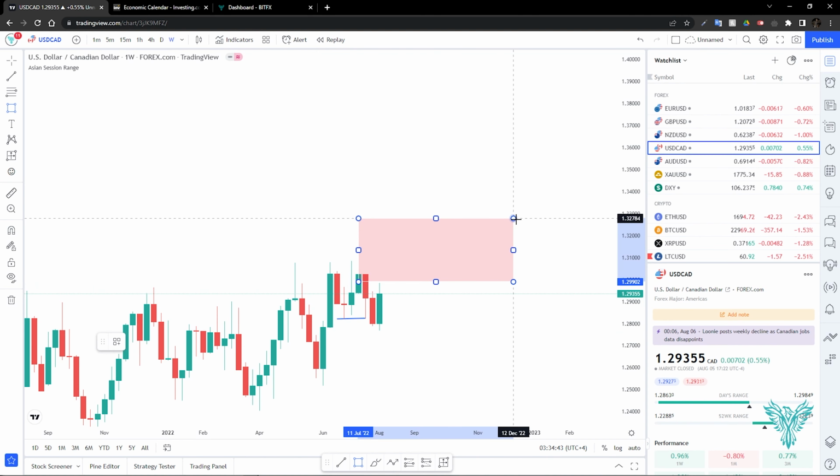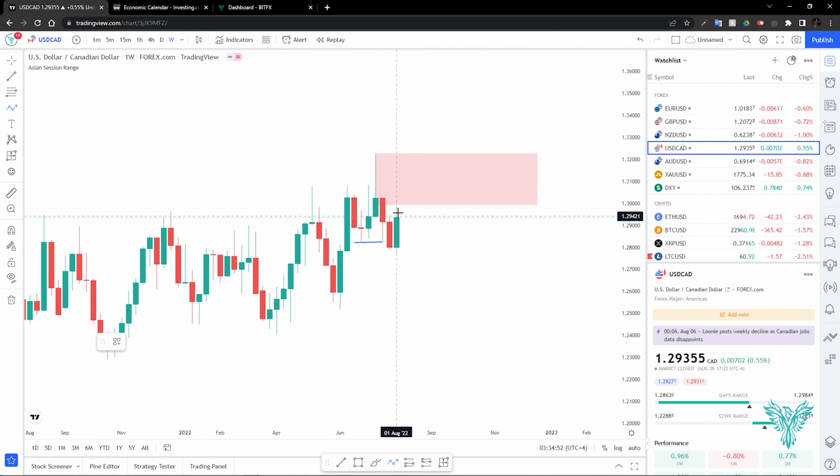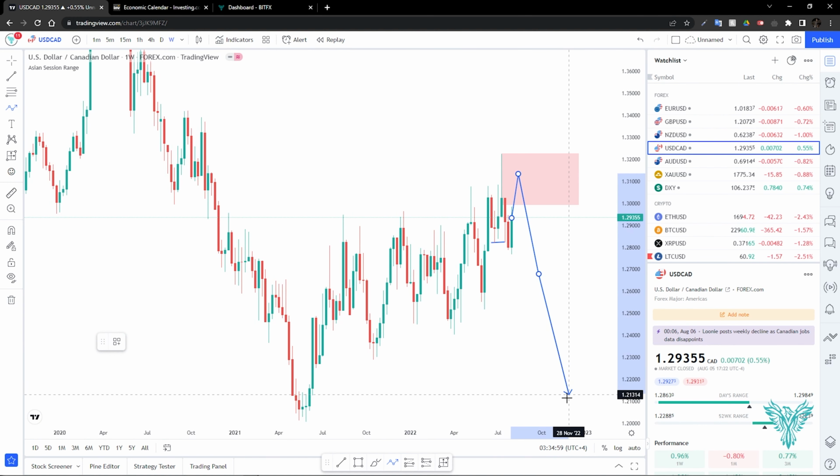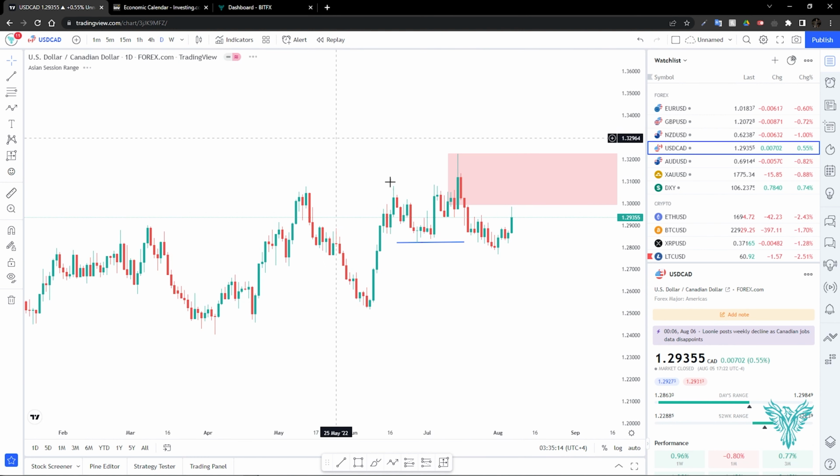So I'm going to use this as my area of supply, and in this zone we'll be looking for lower time frame confirmations. Potentially the market can react off this, and then this could be our target 1, and the next targets could be all the way down here. This is one possibility: if the market reacts off this, we could come and target this order block and maybe even take out all this liquidity. Okay, let's go into the daily time frame.